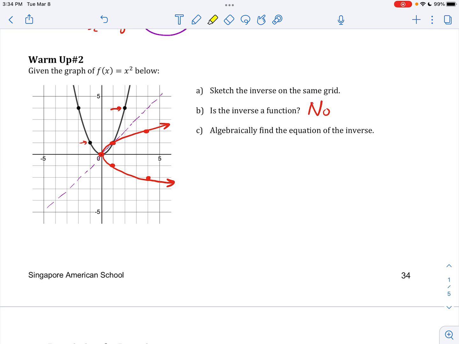So algebraically find the equation of the inverse. Well, that would be done by doing y equals x squared. That's the original. I'm going to switch x and y. X equals y squared. Solve this for y.